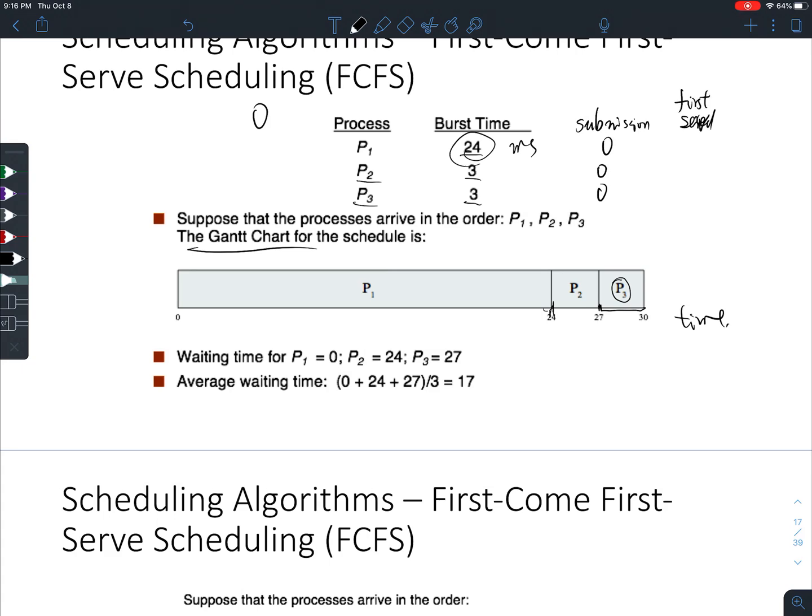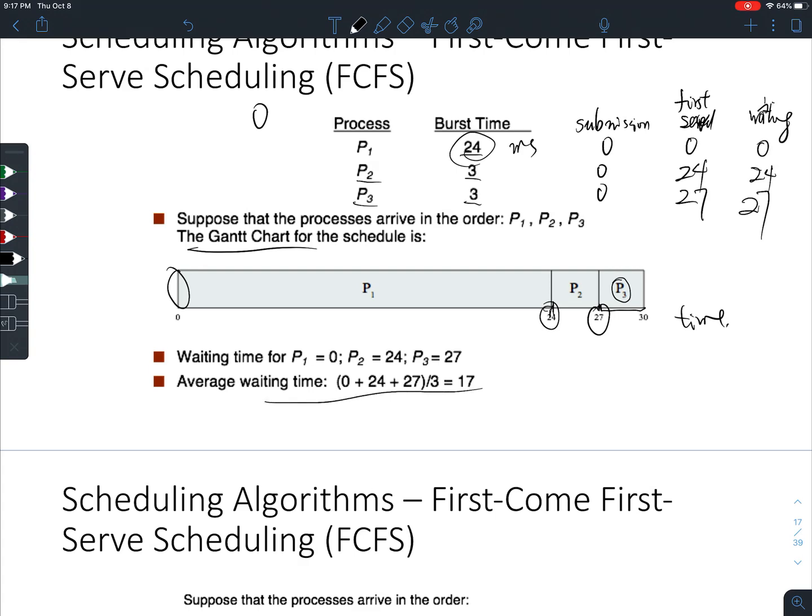But for the time of first serve, the time for them to be served first, P1 got served at time 0, P2 got served at time 24, and P3 got served at time 27. So the waiting time is really the difference between the time of being first served and submission. For P1 its waiting time is 0, P2 its waiting time is 24, P3 the waiting time is 27.